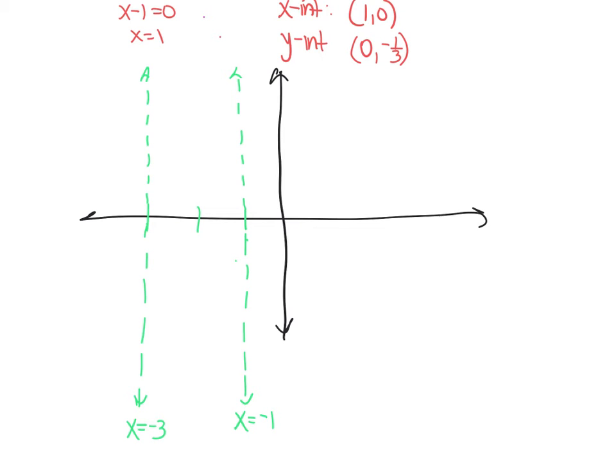We have our y-intercept of (0, -1/3). I have my x-intercept of (1, 0). And I think those are the only points right now that we know. We need to put in our horizontal asymptote as well, y equals 0.